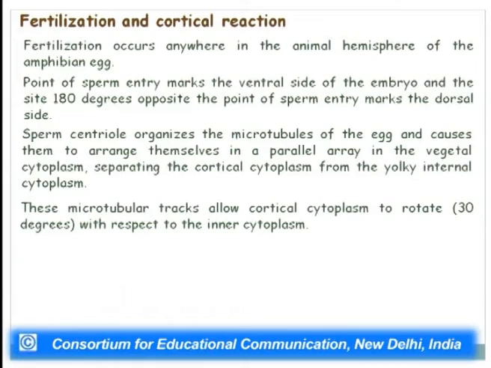So after fertilization, the event of cortical rotation happens, which exposes a region called the grey crescent area. This rotation exposes a band of inner grey cytoplasm in the marginal or equatorial region of the one-cell embryo, directly opposite to the point of sperm entry, and this region, the grey crescent, is where gastrulation begins.